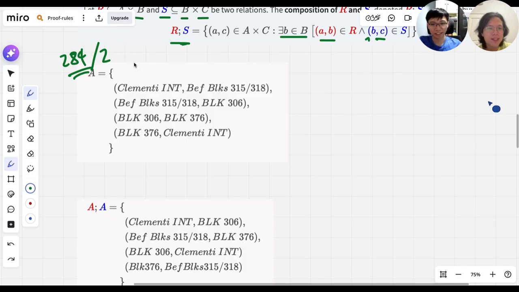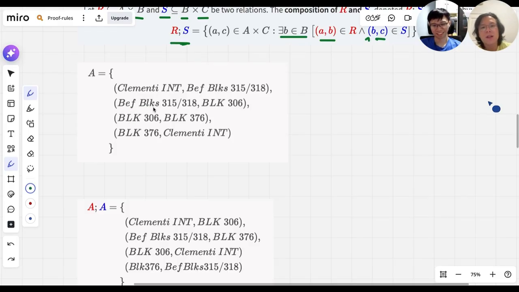I'm going to say that two bus stops are related if the bus goes from one of these stops to the next one. So for example, from Clementi Interchange, it will go to before blocks 315, 318, and from there it will go to block 306, and from 306 it goes to 376, and from 376 it goes back to Clementi Interchange. I also don't know why this is always in lowercase and this is in uppercase, but it is what it is.